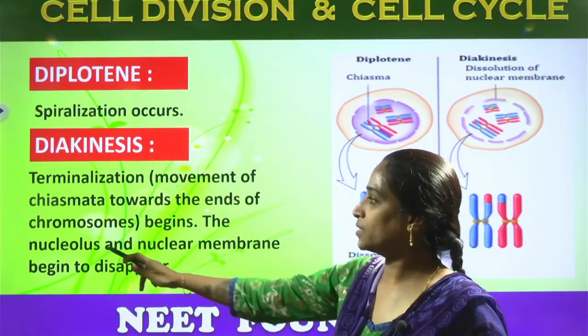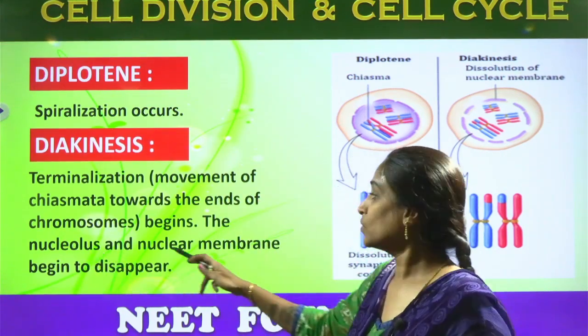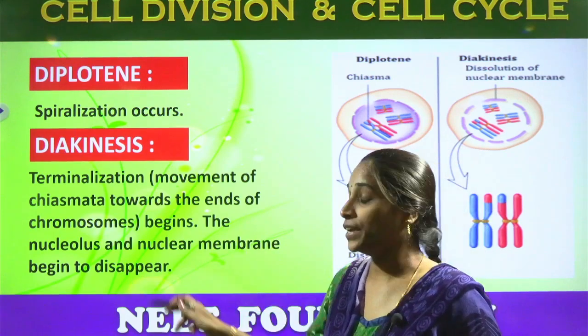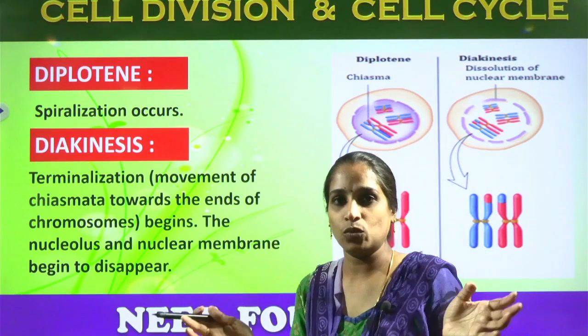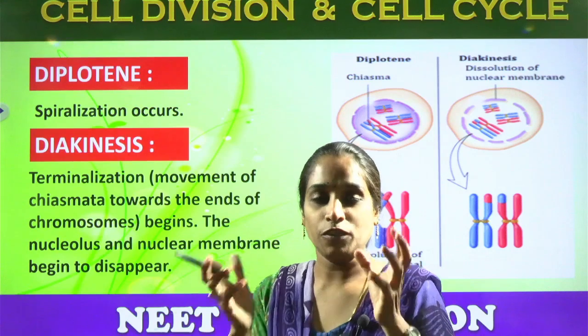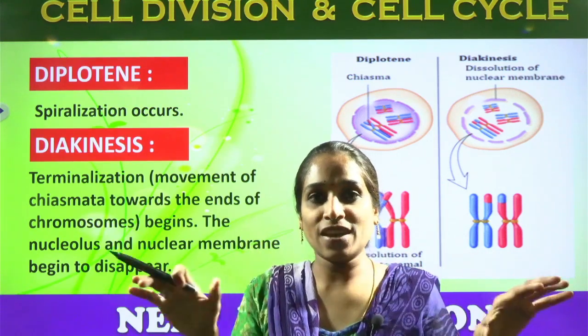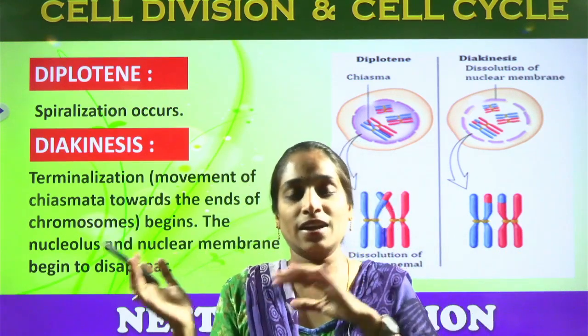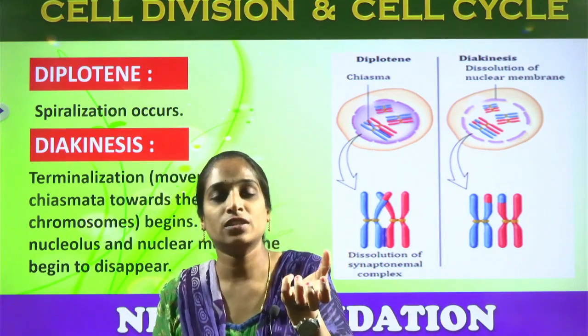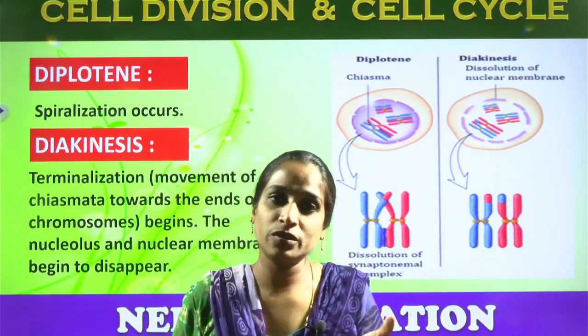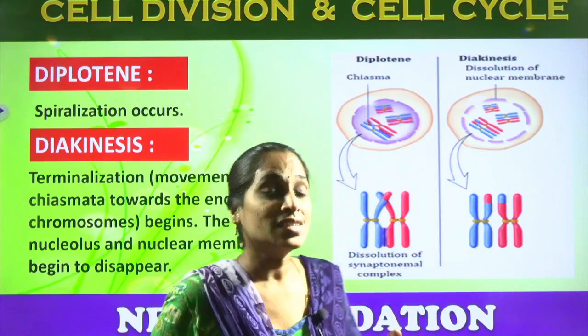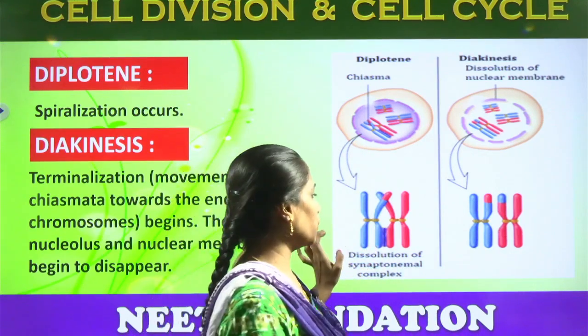So here what happens, the nucleolus and nuclear membrane begin to disappear. Why must they disappear? For making the chromosomes segregate freely within the cell, and they should be suspended freely with the support of the spindle fibers which are generated by the centrosomes and centromeres, right?